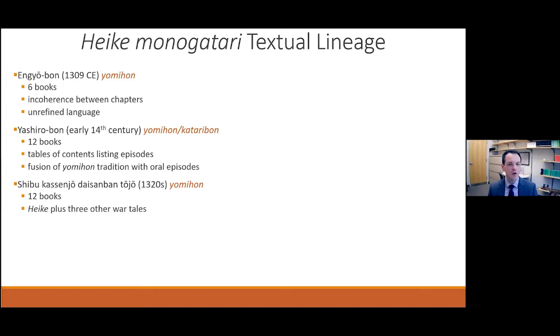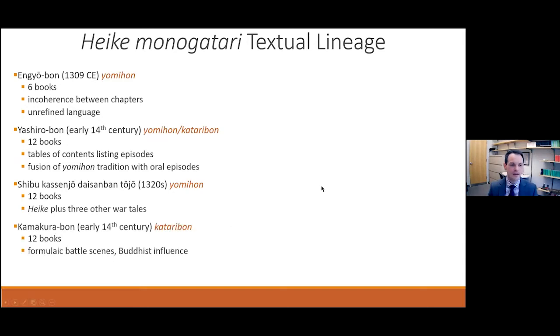Finally, like the Engyobon and other Yomihon texts, the Shibubon is also far wordier and less poetic than Kataribon Heike variants, meaning that its 12 large books show little of the influence from literary and oral versions of the tale seen in some of the later reading texts. The next Heike variant chronologically is the Kamakura-bon, a Kataribon text probably created by biwa playing priests from a Buddhist monastic center in the early years of the 14th century.